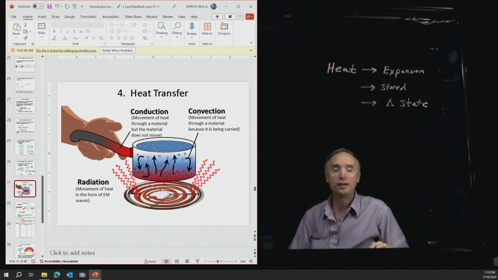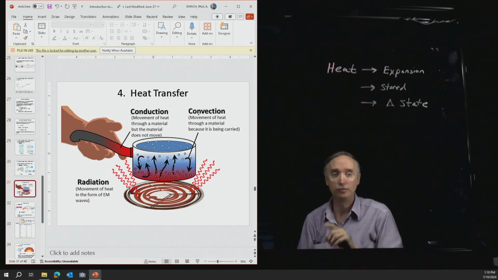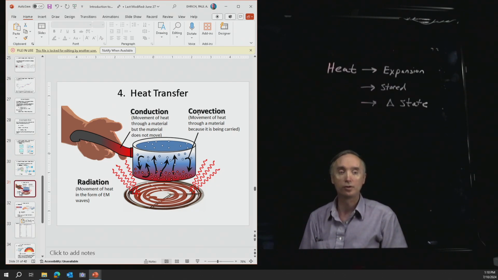Right, I'm back, and now we want to talk about the third way that energy can move from one place to another, and this is through radiation. So this is in the form of electromagnetic radiation. In an earlier episode, we talked about the electromagnetic spectrum.